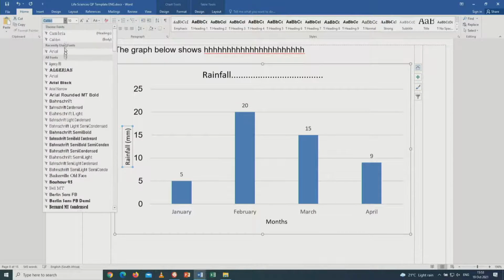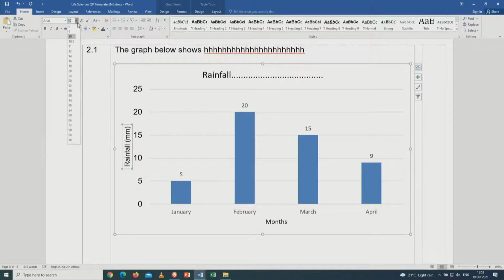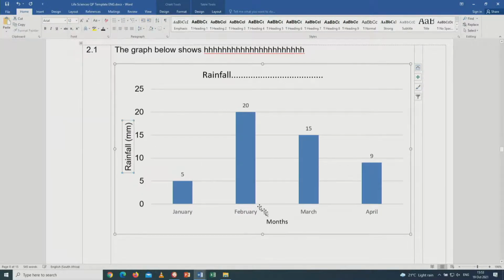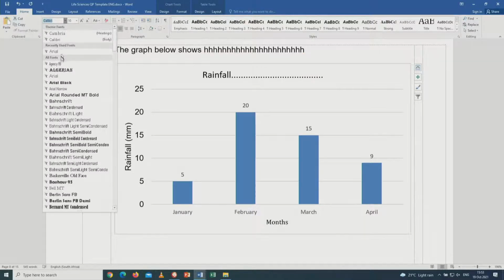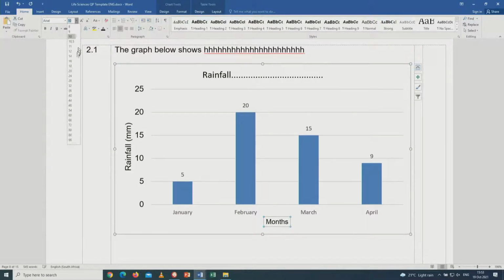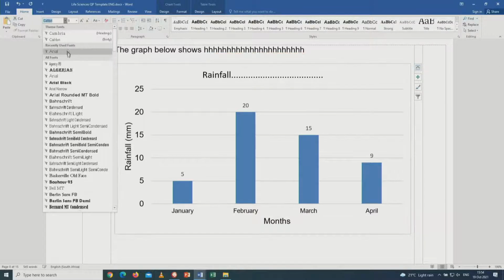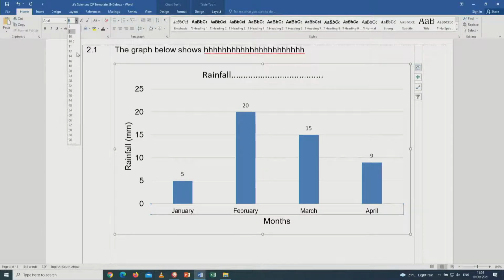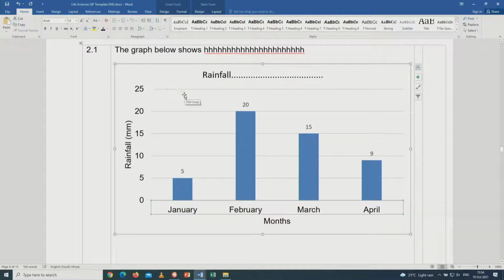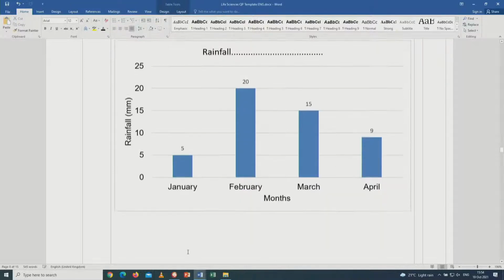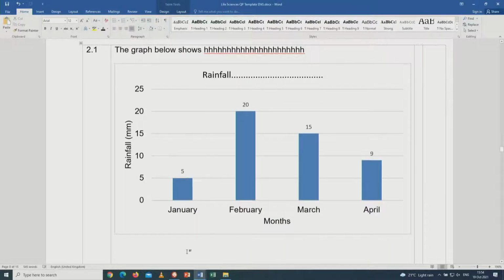Change the y-axis label to Arial 12. And change the months, the word months, to Arial 12. And change the February and January to black at least, and then Arial 12. If you do not have enough space, you can use other fonts, but this is the standard font used in graphs.